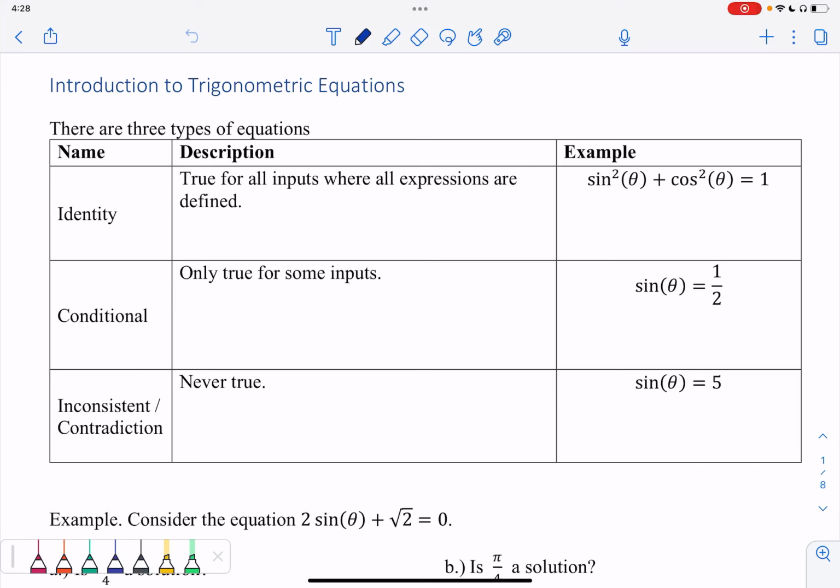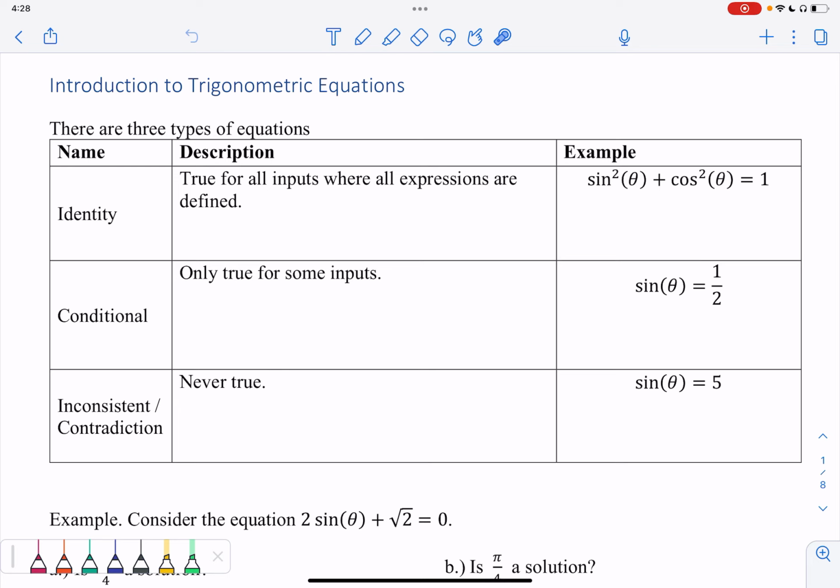Let's take a look at an introduction to trigonometric equations. So first, let's review: there are three types of equations. An identity is true for all inputs where all expressions are defined. That just means that as long as the input makes each term inside the equation defined, then it's going to be true. One example in trigonometry is our Pythagorean identity: sine squared of theta plus cosine squared of theta equals 1.